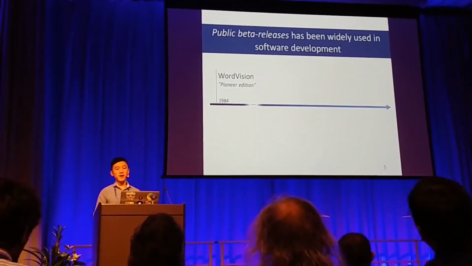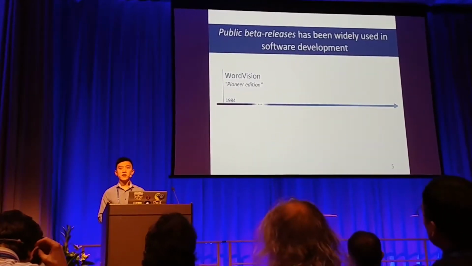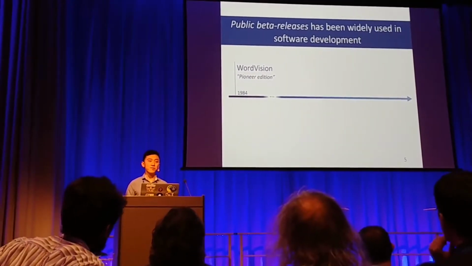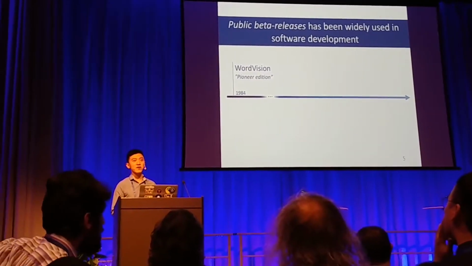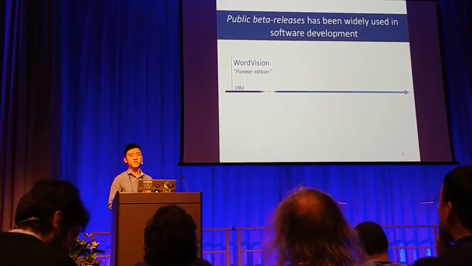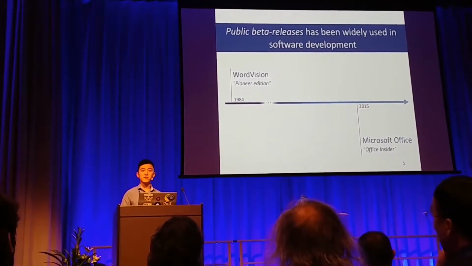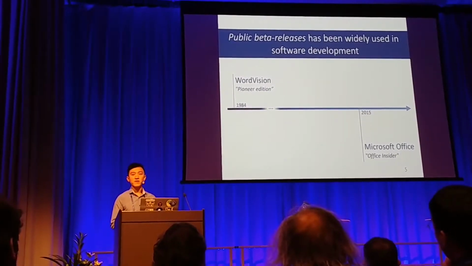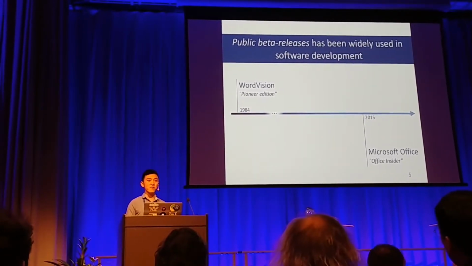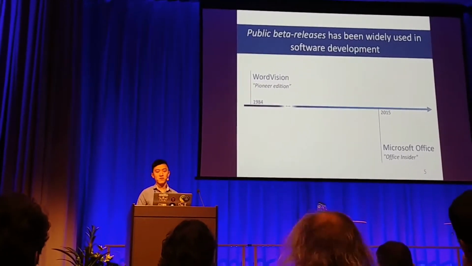If we take a step back and look at the public beta release strategy, we'll see that this strategy has been applied in software engineering for a long period of time. It can be traced back as early as 1984, when IBM first used a Pioneer Edition in their software World Vision. And recently, in 2015, Microsoft Office also applied a program called Office Insider, which allows the enrolled users to receive a very early version of Office before it's released and provide early feedback to the developers.